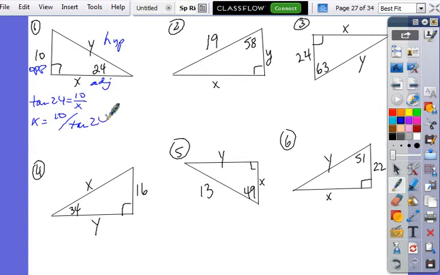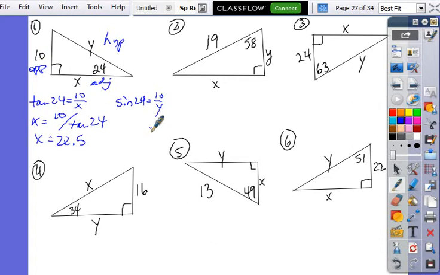Y'all tell me what the number is. 22.46, 22.5. All right. So I've got the X taken care of. So now it's gone and I'm going to do the Y. Well, which two sides am I dealing with now? Opposite and hypotenuse. What rule is opposite and hypotenuse? Sine. So I'm going to say sine of 24 equals 10 over Y.